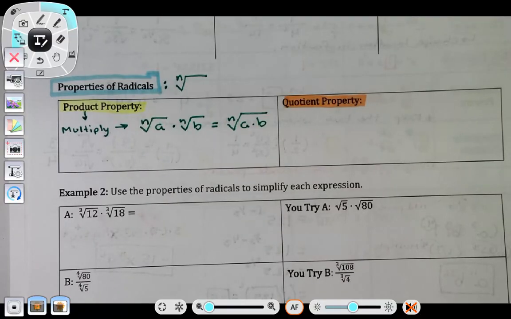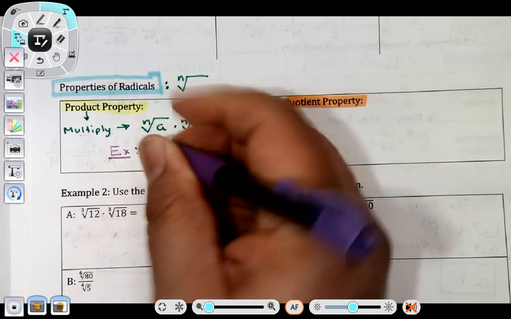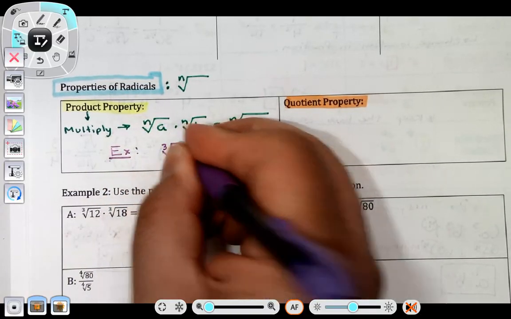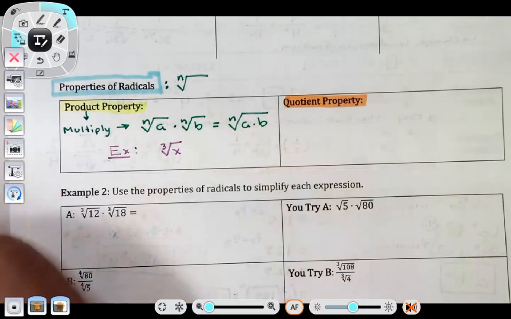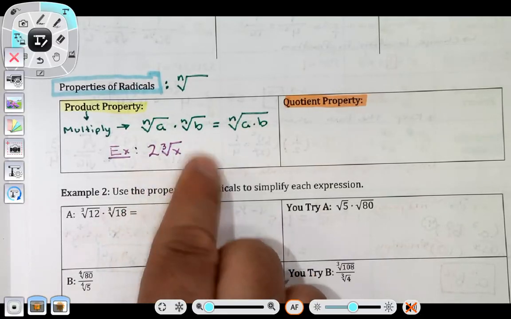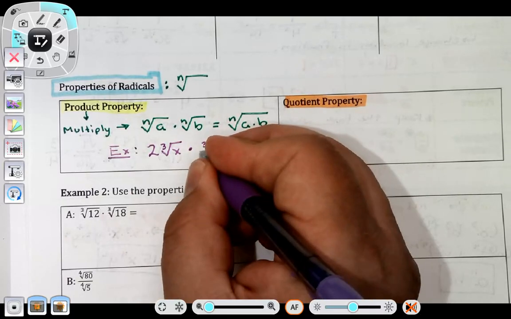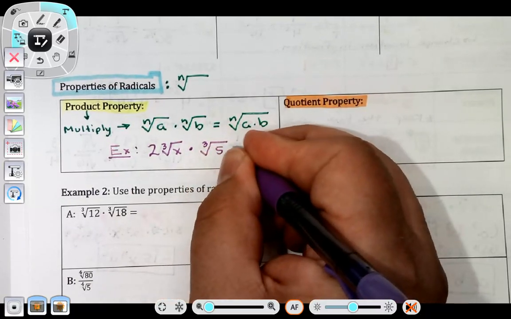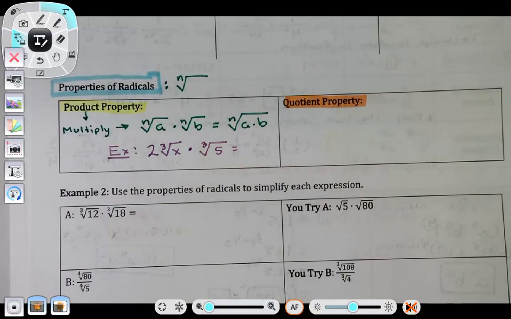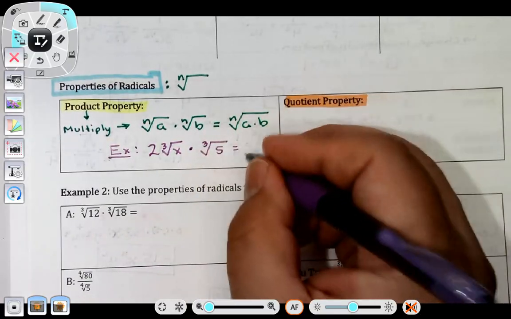So for a quick little example, let's see, the third root of x, you know what, let's throw a number in front. Let's put a 2 in the front. So it's 2 cube root of x times the cube root of 5. All right, well, first of all, do they both have the same radical? Yes or no? Do they both say a cube root? Yes, okay, so there's some work that I can do.